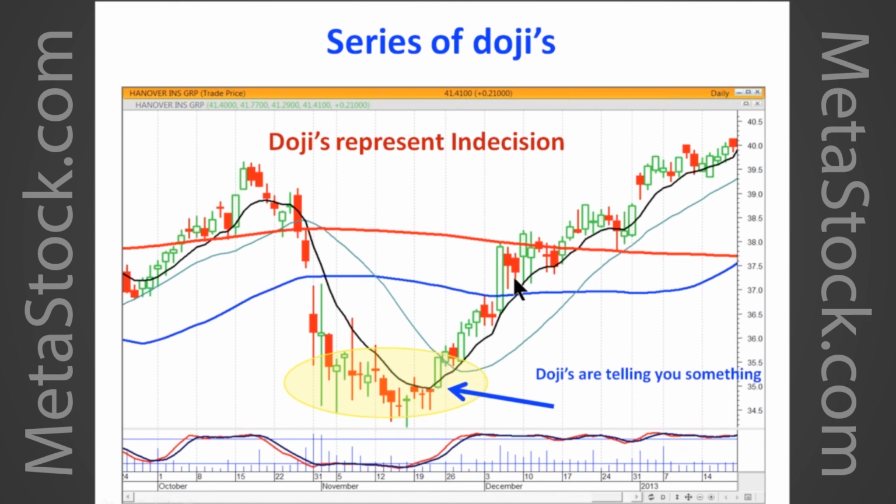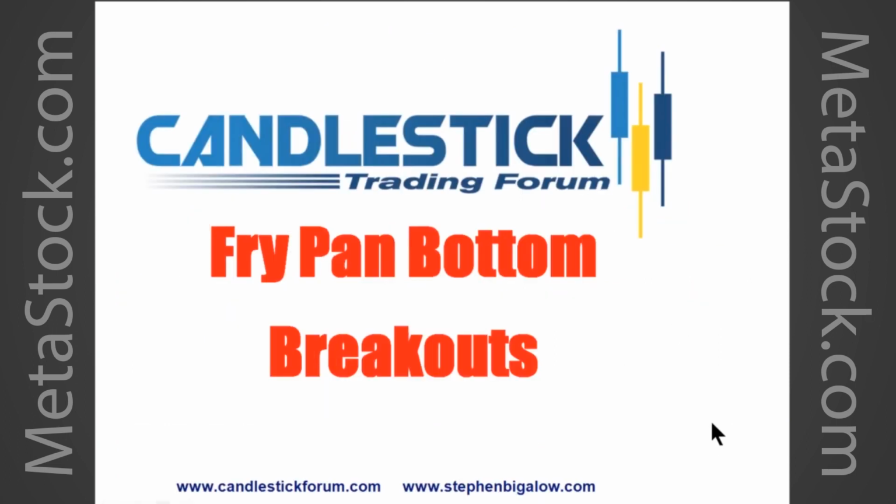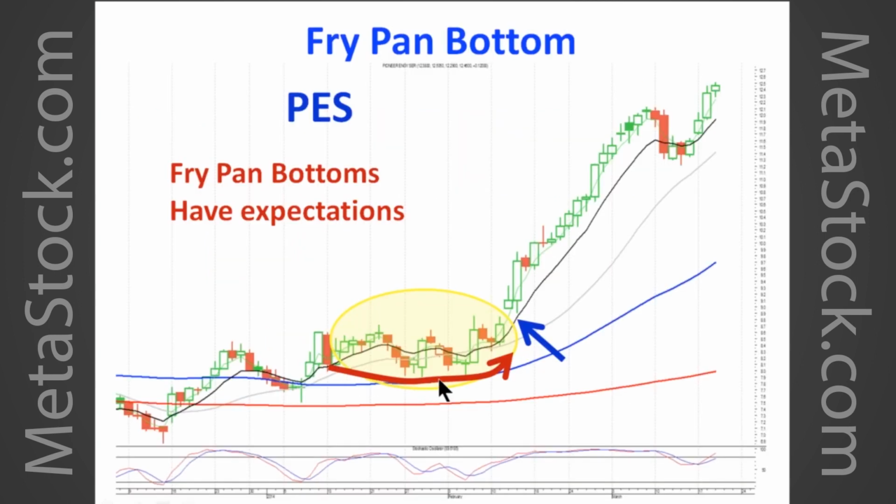We can see what their decision was. And how long do we stay long? As long as it doesn't close below the T-line. Fry pan bottoms are one of the patterns. There's 12 major signals. There's about 6 patterns. A fry pan bottom looks like a fry pan bottom, a slow rounding pattern.